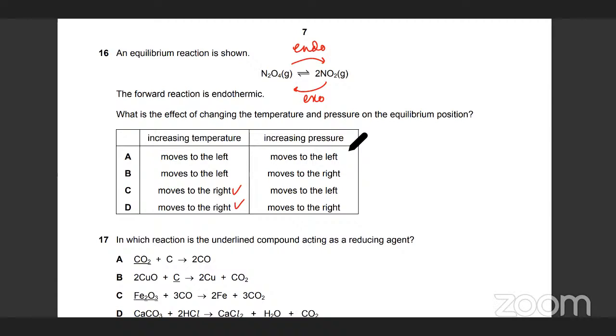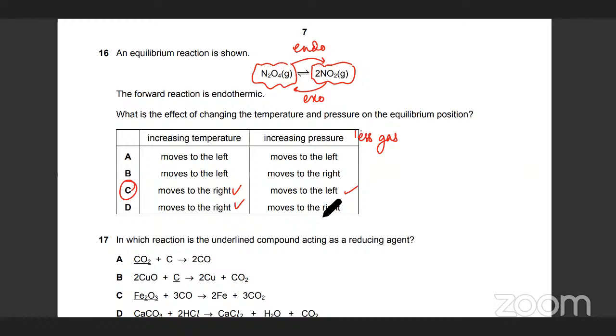अच्छा, increase pressure, less gas, more gas, कौन सी side favor होगी? Less gas. So when you increase pressure, तो less gas moles side is favored. तो less gas moles side ये वाली side है, क्योंकि इस side पे 2 moles of gas है, तो ये backward moves to the left होगा. So that's why it's going to be C. Is this clear?